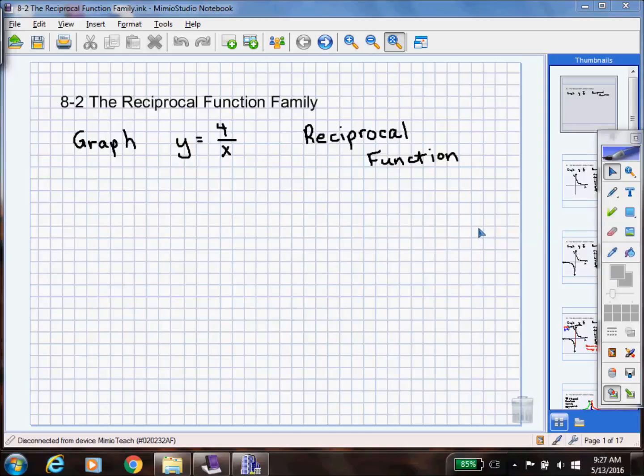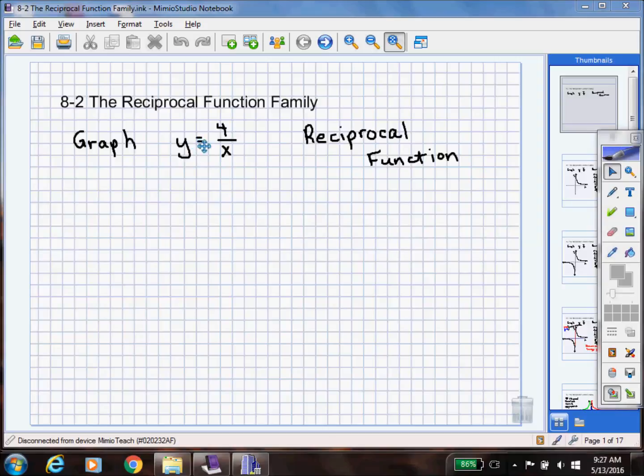We have reciprocal functions to talk about today. Looking at this one, it's called a reciprocal function. What makes you think reciprocal with that? When you have a reciprocal in a fraction, it means what? What do you do to find a reciprocal? Flip it. You flip it. So it is kind of like a flipped over thing.